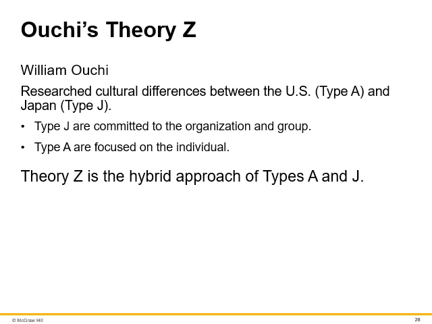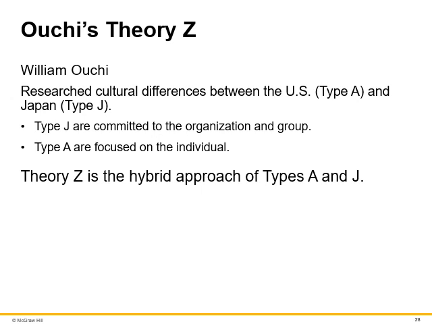Ouchi's Theory Z. William Ouchi was a researcher who looked at the cultural differences between the US and Japan. What he found is that in the US, employers are more focused on the individual, whereas in Japan, they're more committed to the organization and the group in general. Theory Z is the hybrid approach of types A and J.